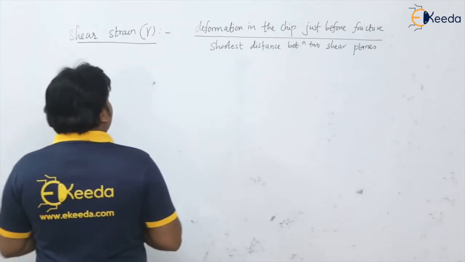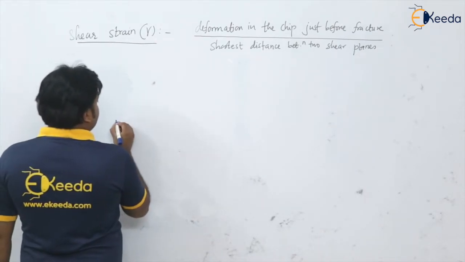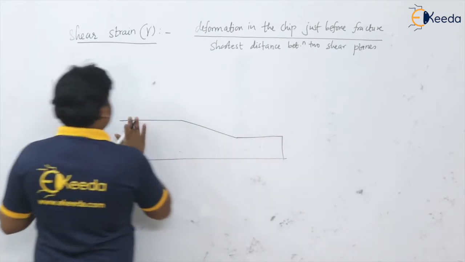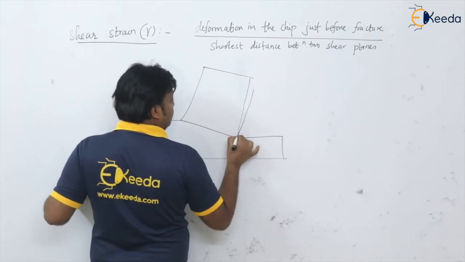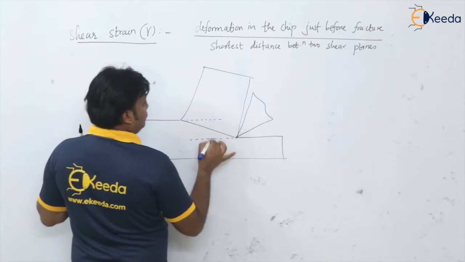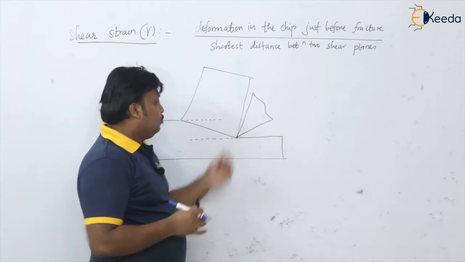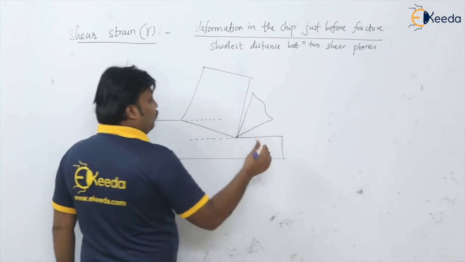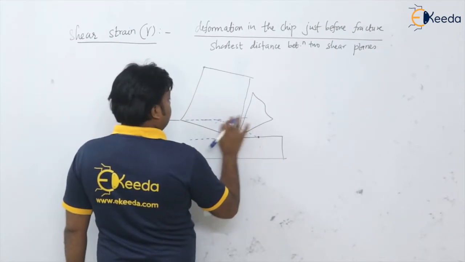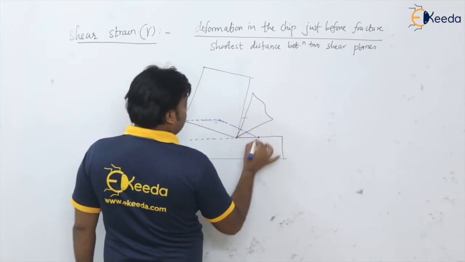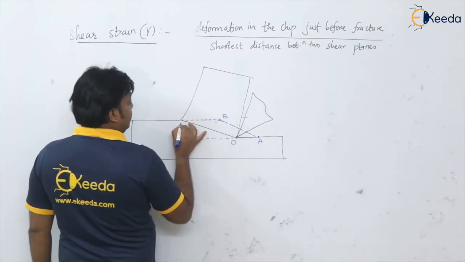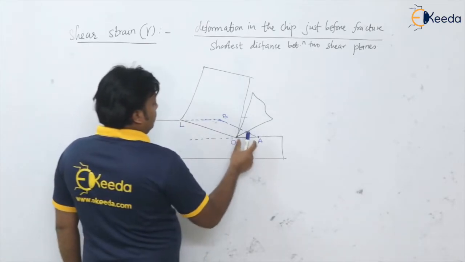Okay, so for that, suppose I have to show the various positions of the cutting tool. Say for example, this is the chip, and at this time the tool is here. Before coming to this position, say we go to a flashback: at some time before, the tool was here. If I join these, we get OABL. This is the undeformed chip.